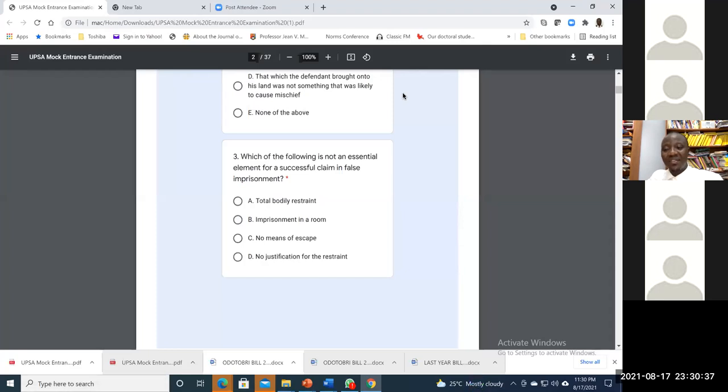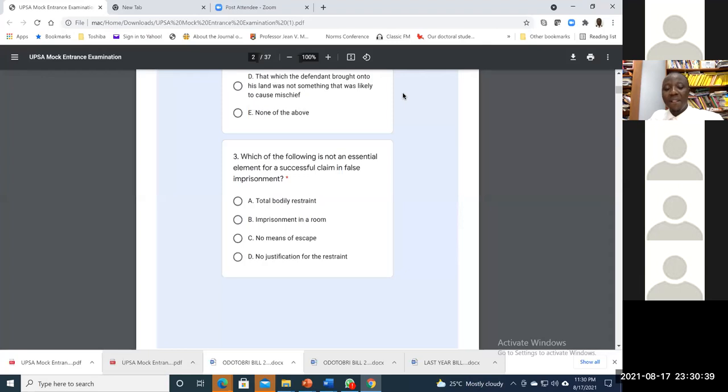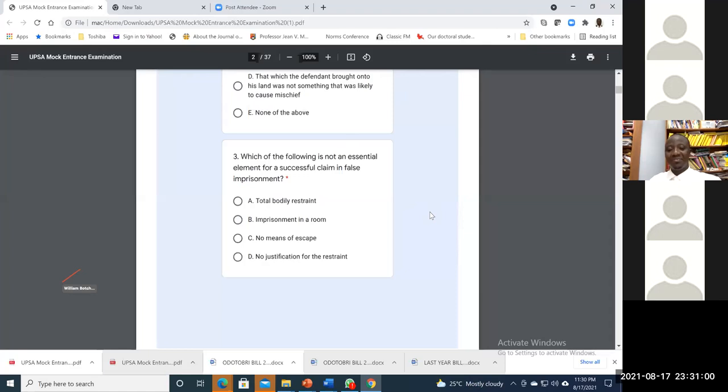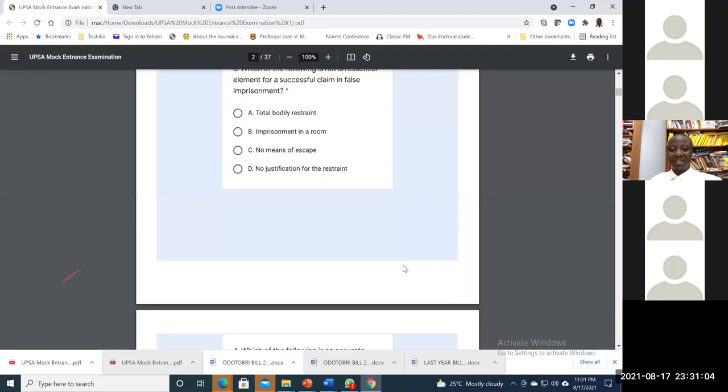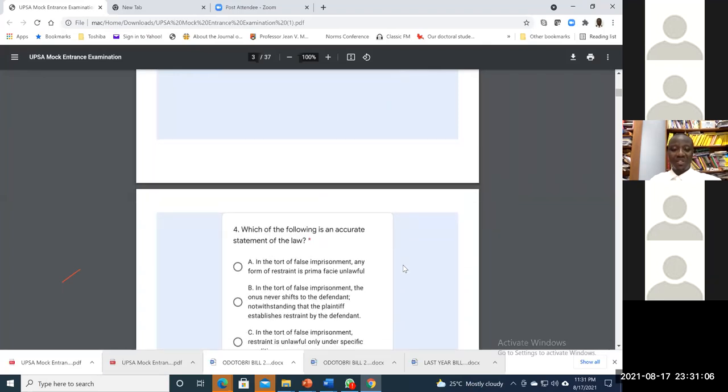Yeah, Counselor. Yes, sir. I think that on the element, no means of escape, I don't know where barrister's confusion comes in there, but I think that it is absolute that once there is a means of escape, false imprisonment will not lie. Yeah. So if there's been a little means of escape, false imprisonment will not lie. Right. Thank you, John.